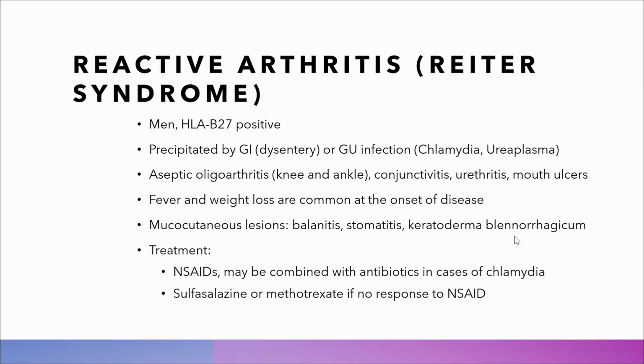Reactive arthritis. Remember, this is can't see, can't pee, can't climb the tree. Reiter's. Again, men, and HLA, I don't care about it. It could be precipitated by GI infection. You have oligoarthritis, conjunctivitis, urethritis, right? Can't see, can't pee, can't climb the tree. So keep this in mind, and the treatment is NSAIDs. And I think that's it, because again, it's short.